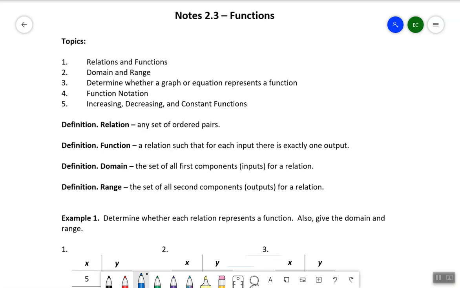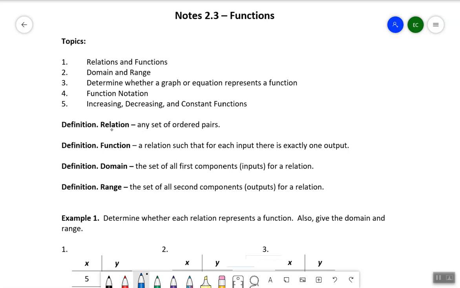Let's get started in section 2.3. We're going to talk about functions, and there are several topics that we'll go through. You can see them listed here. We'll talk about the difference between a relation and a function, and then we'll talk about domain and range, and then we'll look at graphs and equations and determine whether they represent functions. We'll also look at a table and see if it represents a function. We'll talk about function notation, and then we'll finish by looking at increasing, decreasing, and constant functions.